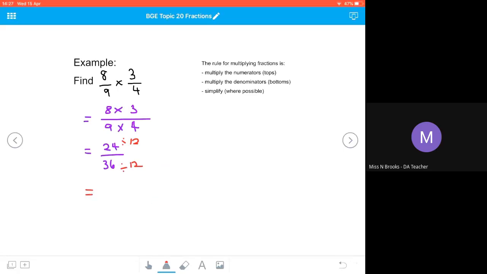And there are two 12s in 24, and there are three 12s in 36, and so 8/9 times 3/4 is the same as 2/3.